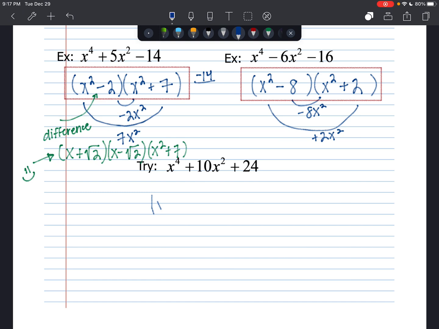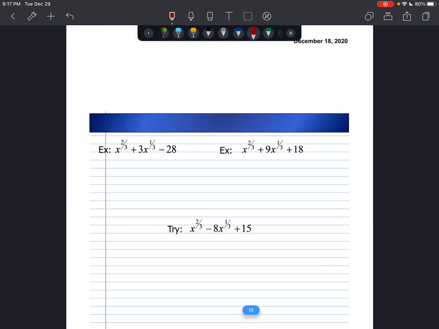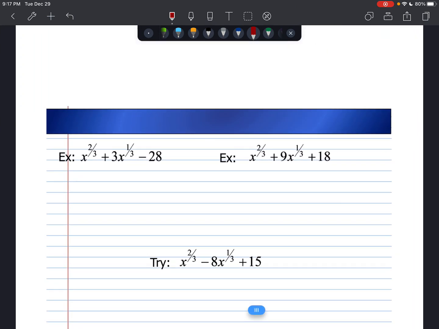If you got x squared plus 4 times x squared plus 6, you got the right answer. Congratulations. Okay, let's continue with quadratic in nature.